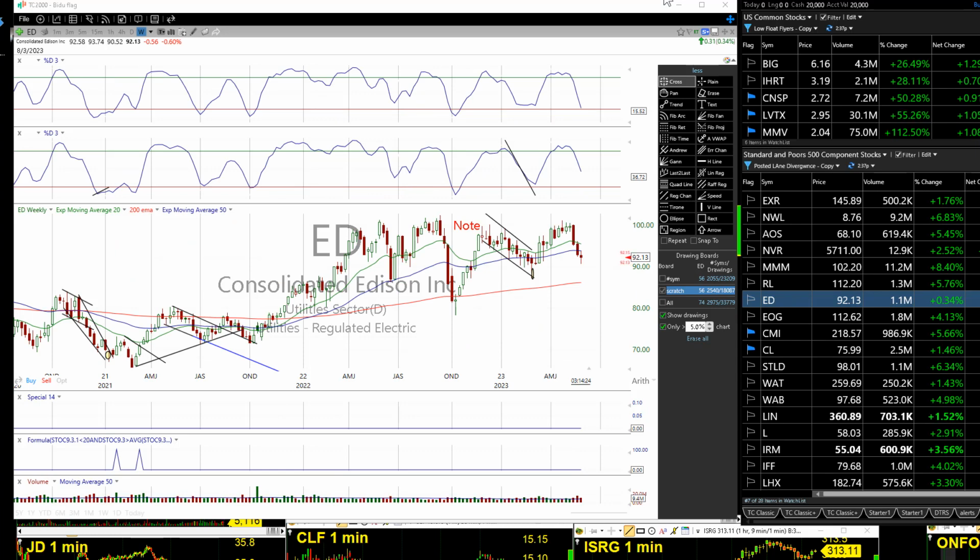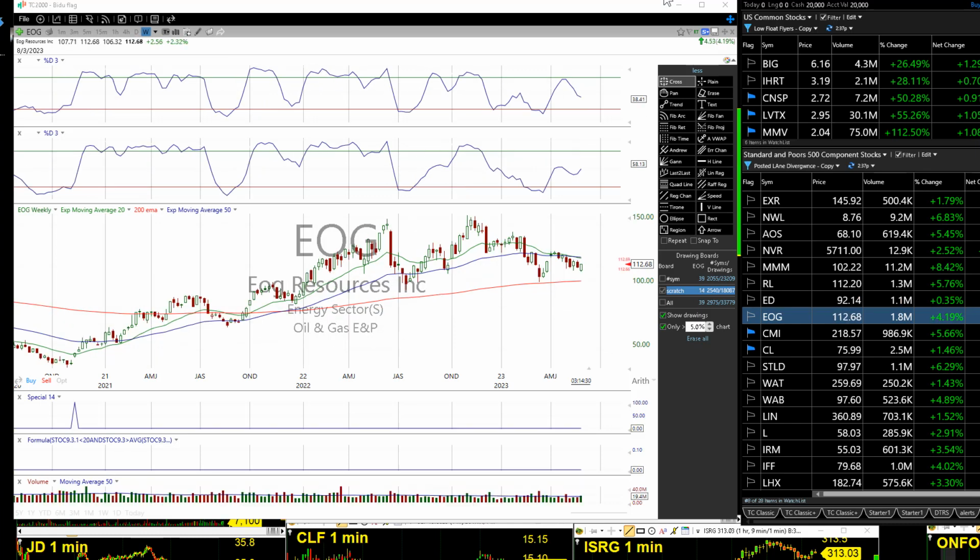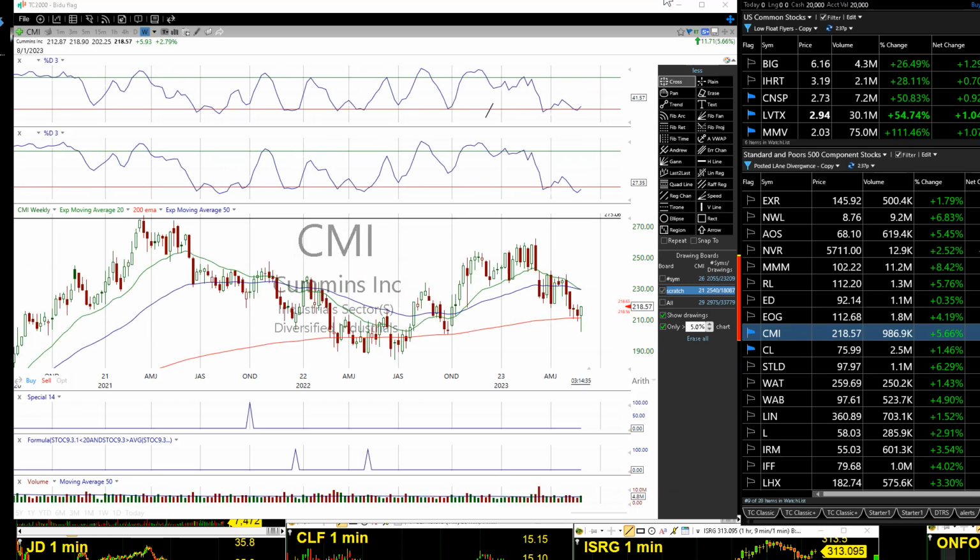Con Edison doesn't look that great on the weekly. So the daily might be setting up with the weekly. I like when you have the daily and the weekly setting up. And again, talking about having a criteria that keeps you out of trades. It's better to be out of the trade than be in the trade most of the time.